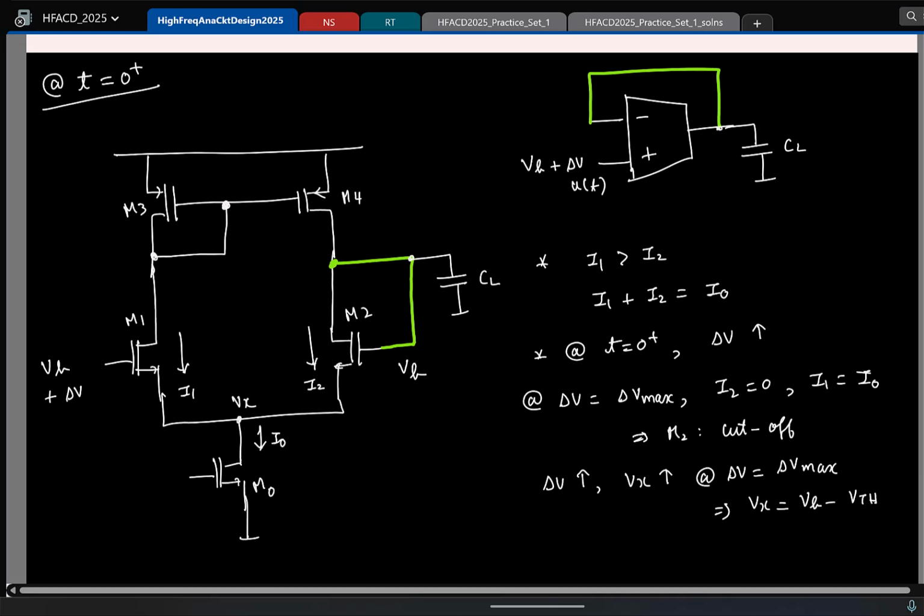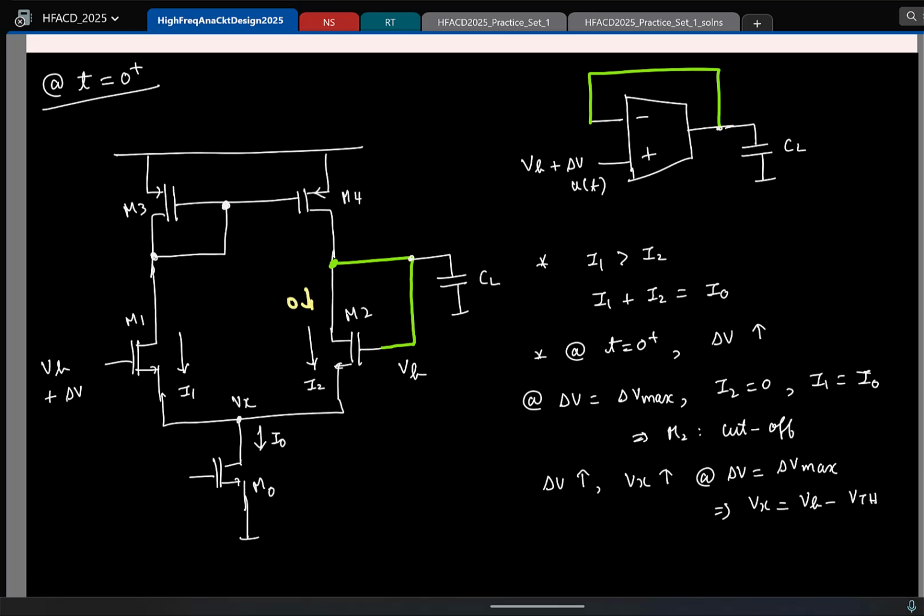So maybe I'll mark it here. The current here is 0. The current here is I0. So which means the entire current is flowing here. Why did you say that Vx is also increasing? Good point. Think of it like this: this is like a common drain configuration, source follower. If you keep increasing the gate voltage, the source will also try to follow.